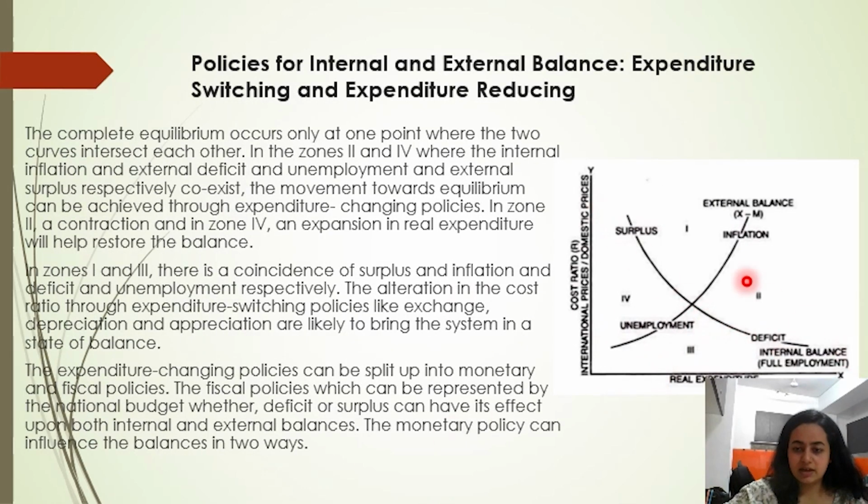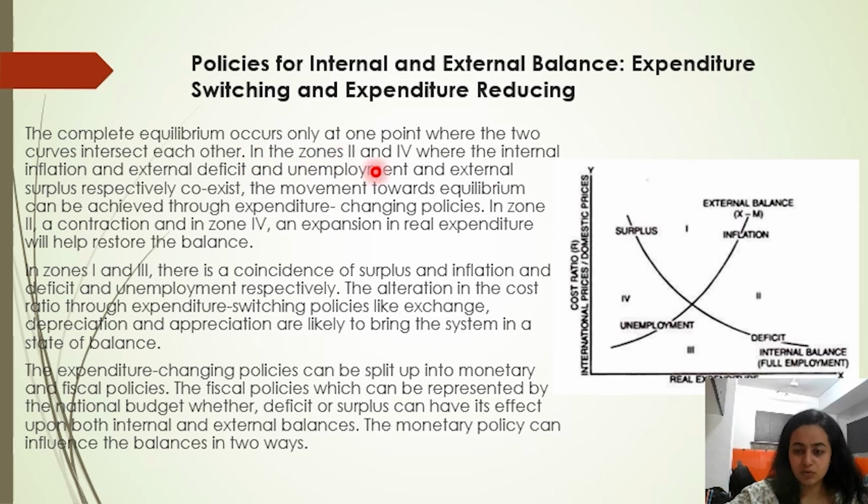According to this diagram, you can see that the total equilibrium can exist only at one point where this curve and this curve, so the internal balance and external balance, intersect each other, right? The complete equilibrium occurs only at one point where the two curves intersect each other.